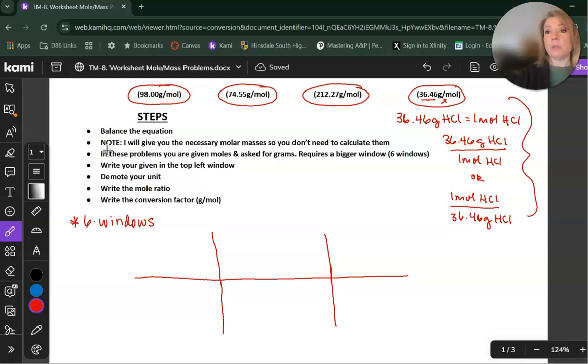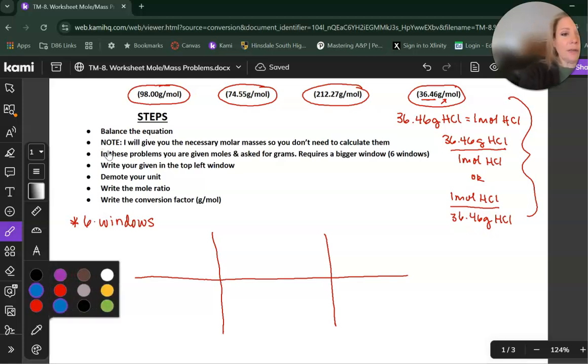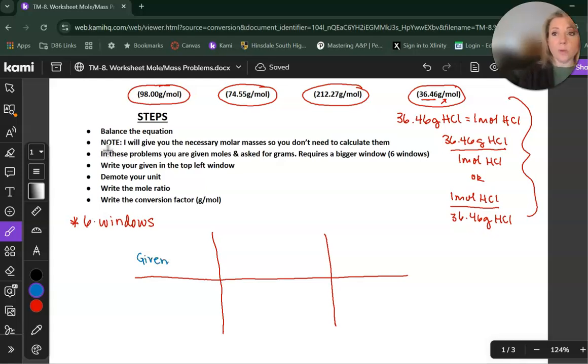And then you're ready to start plugging in your given and your trying to find. Now, just like in our previous problems, the given is always going to go in the upper left window. Just like in our previous problems, what you're trying to find, the TTF, goes in the upper right. The last thing to know about these kinds of problems is that your middle section here is your mole ratio.